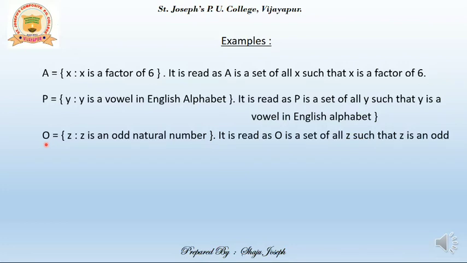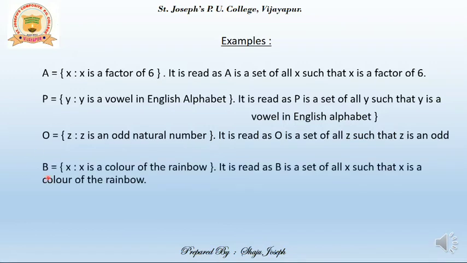So here you see O is the new set. Let me read it how it should be read. O is a set of all Z such that Z is an odd natural number. Easy, I suppose. Let's go to one more example. B is a set of all X such that X is a color of the rainbow.